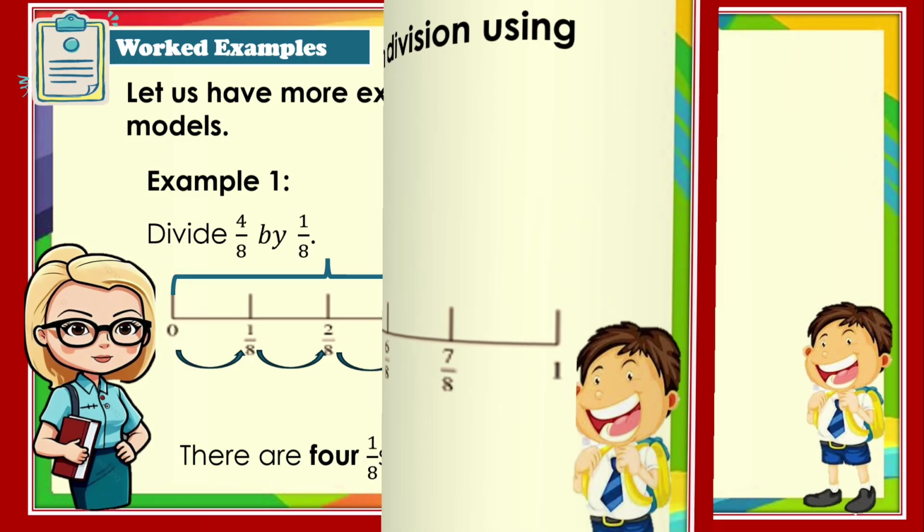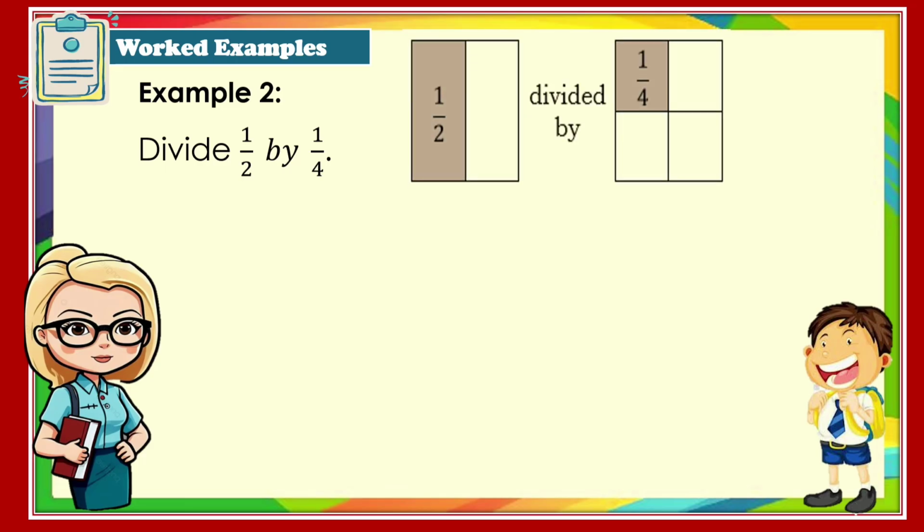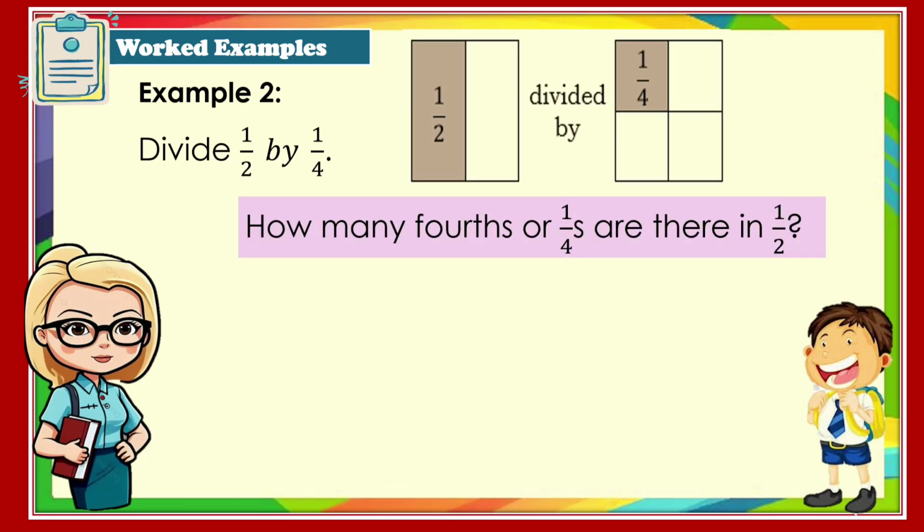So for example number 2, divide 1/2 by 1/4. We will use a fraction bar to illustrate the problem. So 1/2 divided by 1/4. How many fourths, or 1/4, are there in 1/2? Okay, so first we're going to draw a rectangle with 2 equal parts, and one part is shaded, and that represents 1/2. And then since we are going to divide it by 1/4, we're going to divide this one into 4 equal parts.